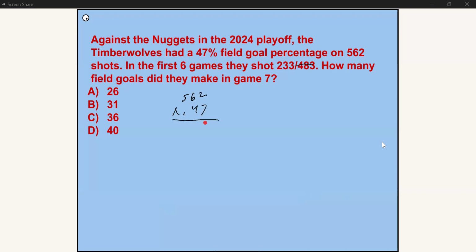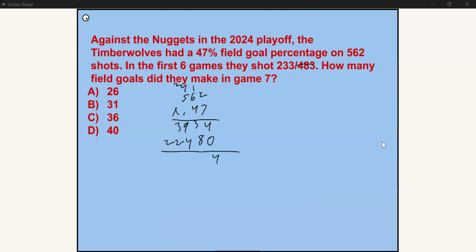Column multiplication. So 7 times 2 is 14, carry the 1. 7 times 6 is 42, plus 1, 43, carry the 4. 7 times 5 is 35, plus 4, 39. And then we write a 0. 4 times 2 is 8. 4 times 6 is 24, so it's 4, carry the 2. 4 times 5 is 20, plus 2, 22.